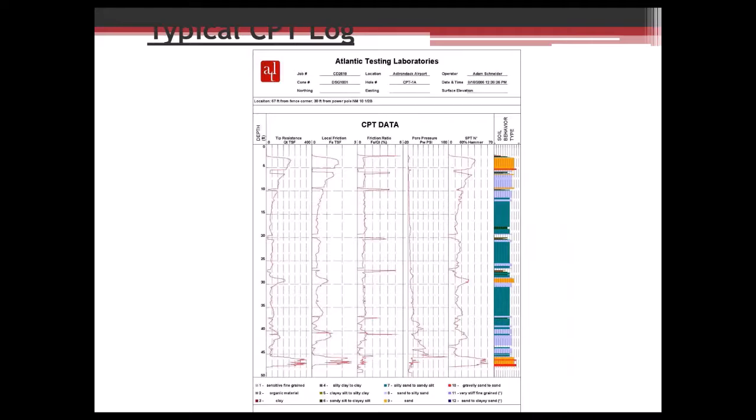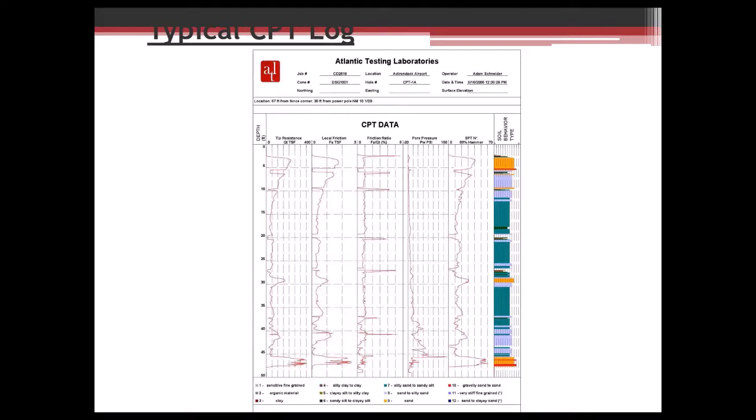Here's a typical CPT log. If you look at the column on the left, that's your tip resistance, like I said, on that conical tip. In this one here, you're seeing generally the tip resistance is under 200 tons per square foot until you get down into the 45 to 46 foot range where it jumps up significantly, which generally tells us that we're in looser materials down to that point.